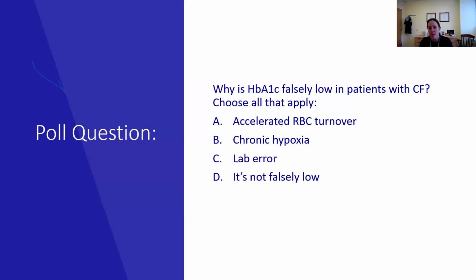Why is hemoglobin A1C falsely low in people with CF? Is it accelerated red blood cell turnover? Is it chronic hypoxia? Is it lab error? Or it's not falsely low?